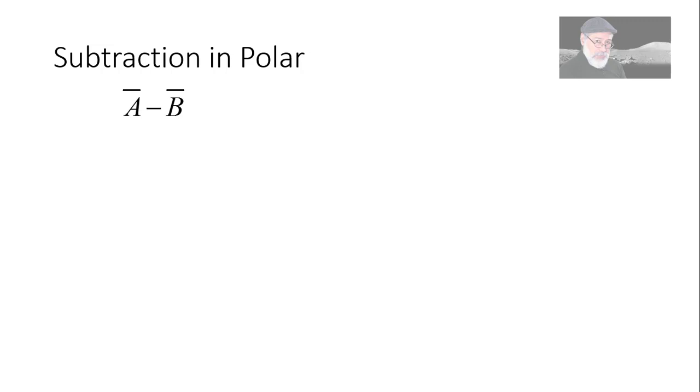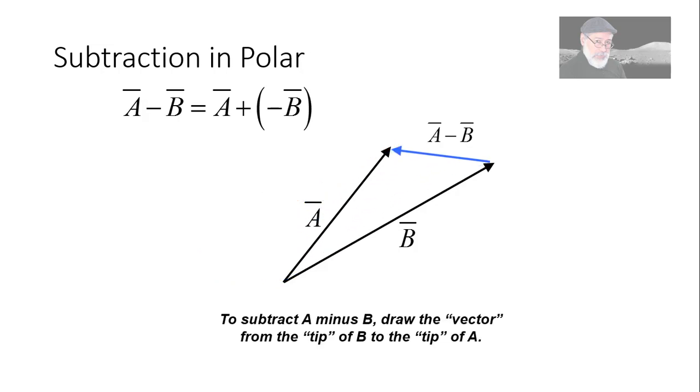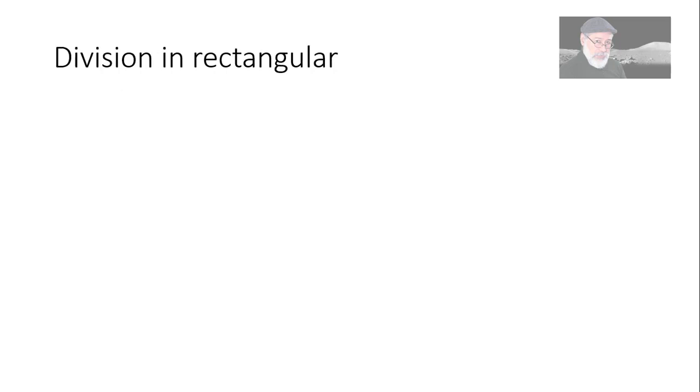If we're going to subtract A minus B, those are A and B represented as vectors. What we do is we add A with the negative of B. A plus the negative of B. The result is going to be this one, right? Right. But we can obtain that same result as the vector that joins the tip of B to the tip of A. That's how we're going to subtract graphically A minus B.